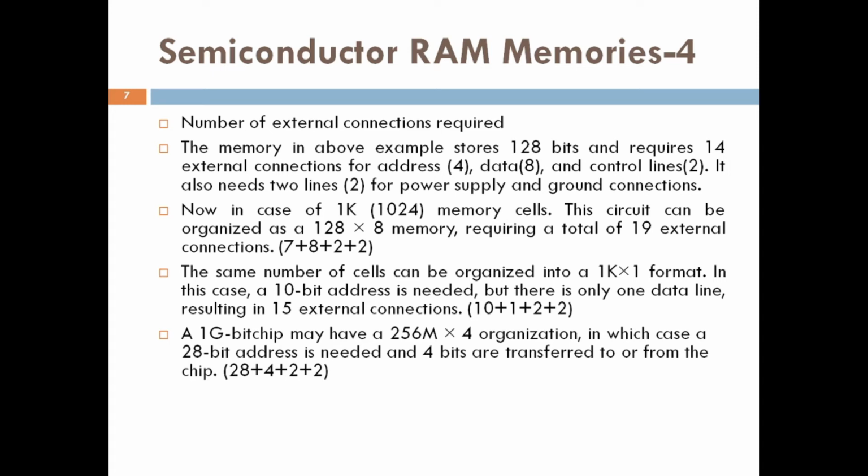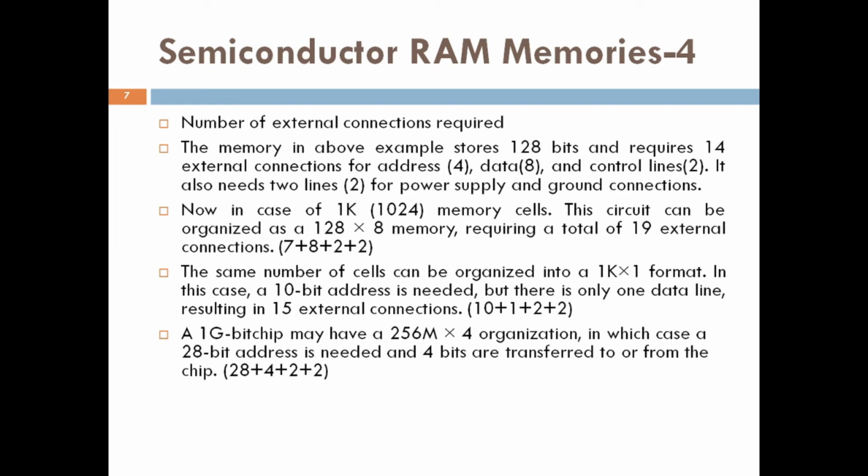Here the memory circuit, as shown in the previous figure, will store 128 bits, and it requires 14 external connections for address, data and control lines. Of course, it also needs two lines for the power supply and the ground connection. Now consider a slightly larger memory circuit, one that has 1K memory cells, that is 1024 memory cells.